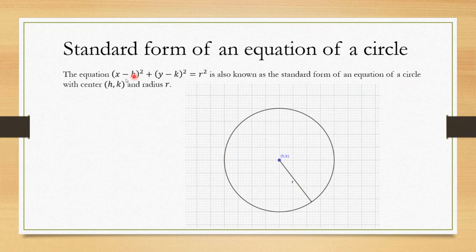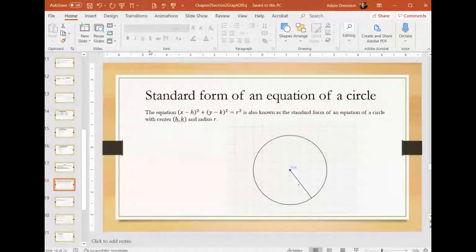Notice also x minus h, right? h is the x coordinate of the center. We also have y minus k. k is the y coordinate of the center. So even by looking at the equation, you can get the center of the circle. And you can also get the radius of the circle. That's equal to r squared, so you take a square root. Let me pause this.